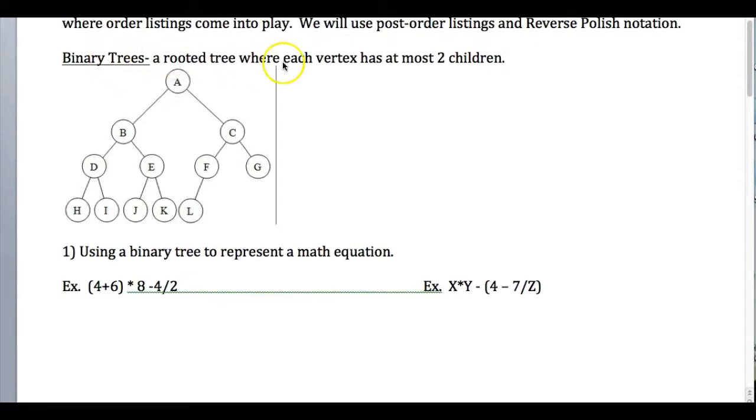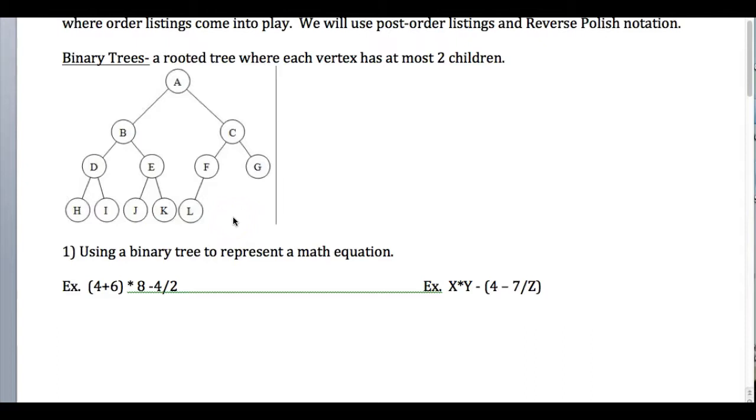A binary tree is a rooted tree where each vertex has at most 2 children. So if I look at this, binary, yes, it has 2 branches. This would be what we call a parent, and each one of these would be called a child or offspring. Here's a parent, and here are the children. Each one of these has at most 2 children. And so G here we end up with. Now the ends of the tree would be just the G here, the L, K, J, H, and I.